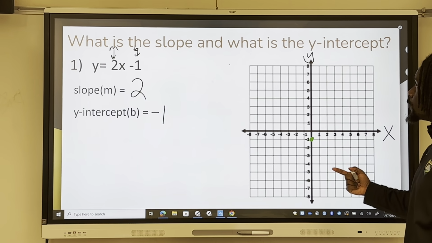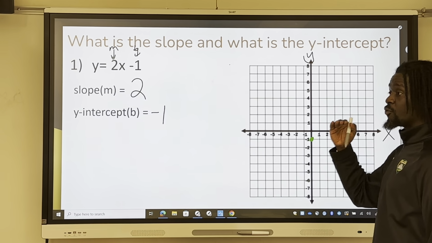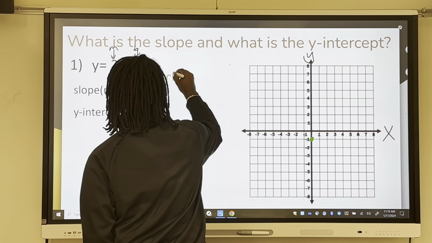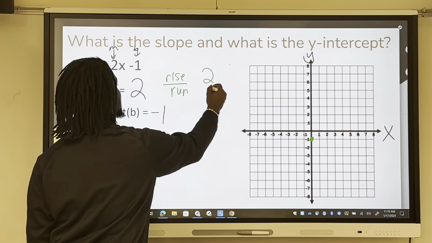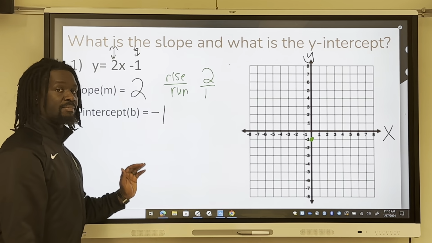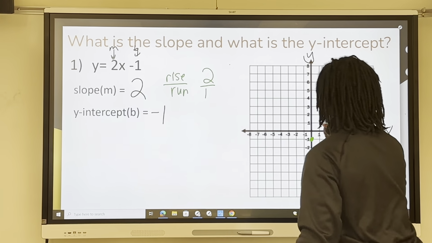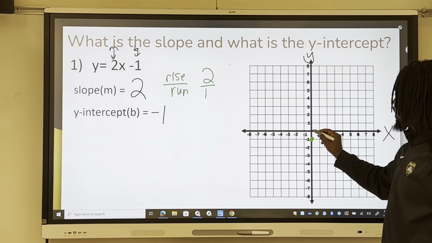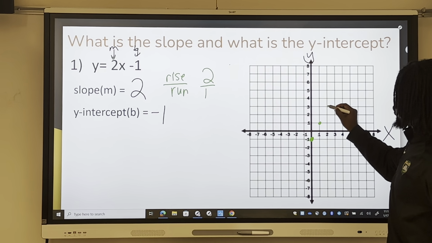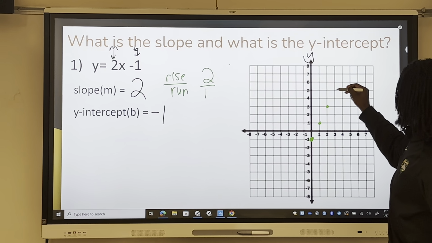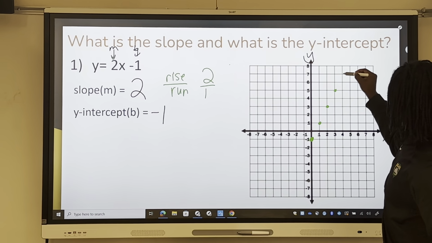And then the slope is 2. So what that means is, remember, slope is rise over run, okay? So when it's 2 and there's no denominator, it really is just 2 over 1. So that means I'm going to rise 2 and then I'm going to run 1. Rise 2, run 1. So to figure out other points on my graph, I'm going to go up 2 over 1, and then that's a point. Then I'm going to go up 2 and then over 1. And then up 2 over 1. And this is how I determine what my graph is. Again, up 2 over 1.